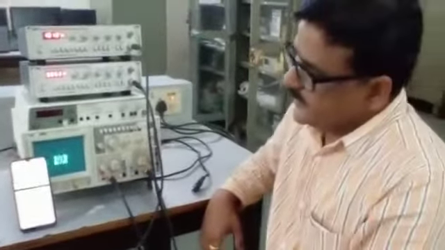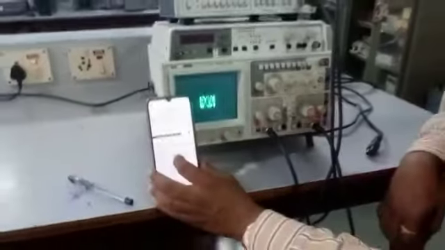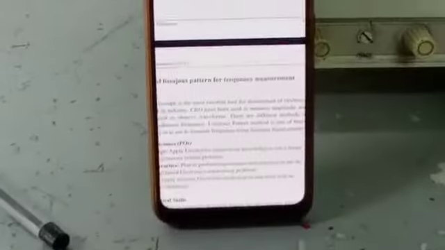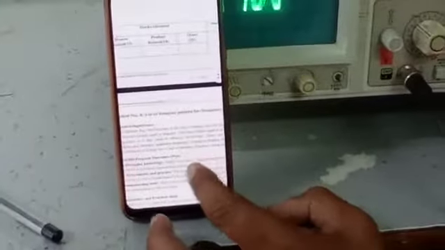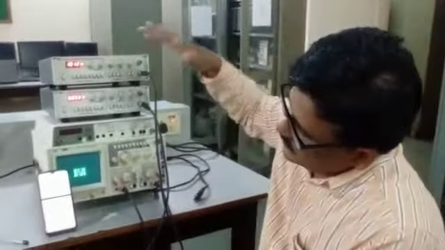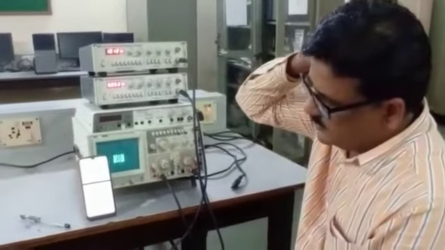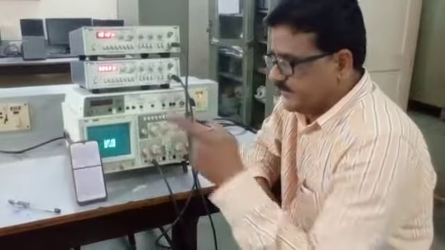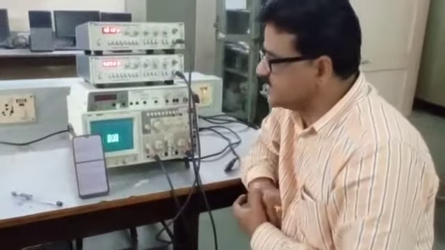Now the next experiment is experiment number 8: use of Lissajous pattern for frequency measurement. Okay, now see here, first thing, we have already seen how to measure the frequency in a simple way in the previous experiments number 6 and 7.